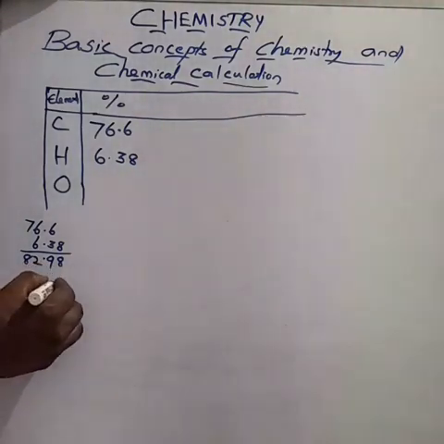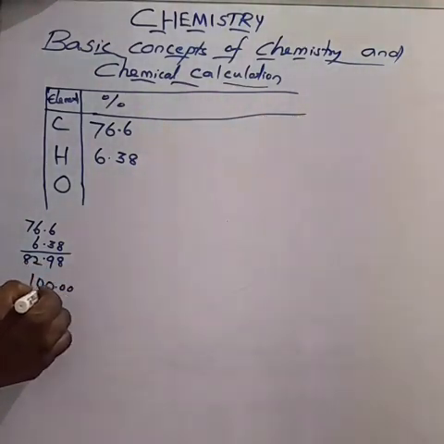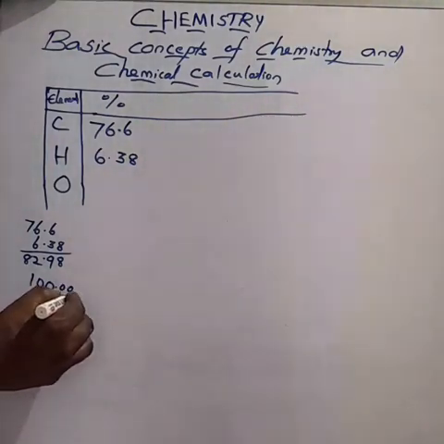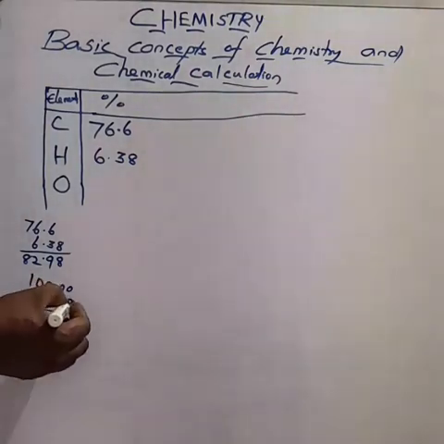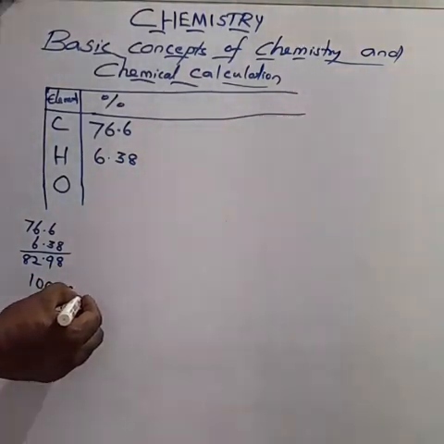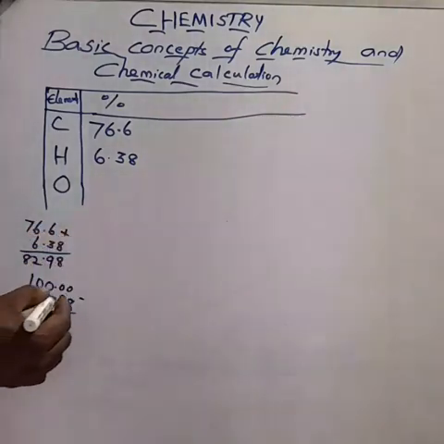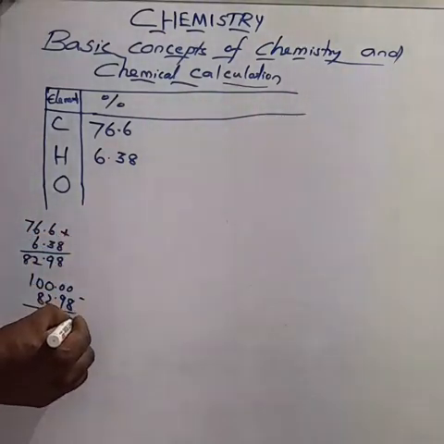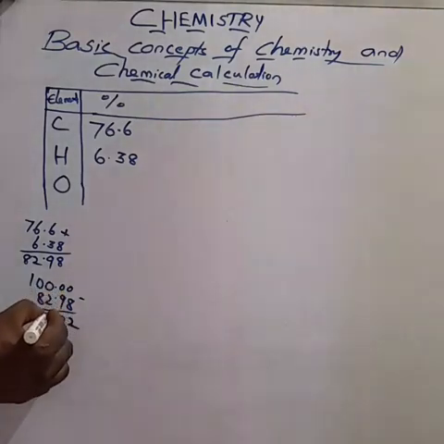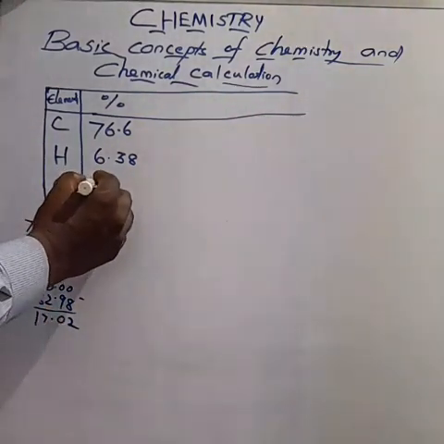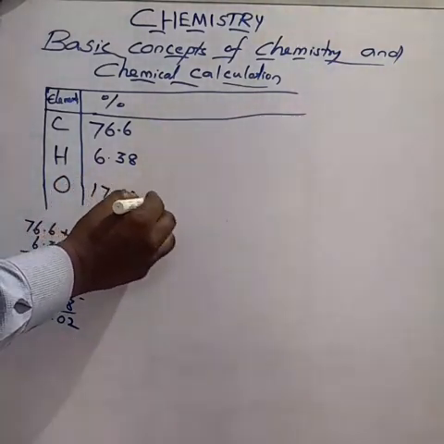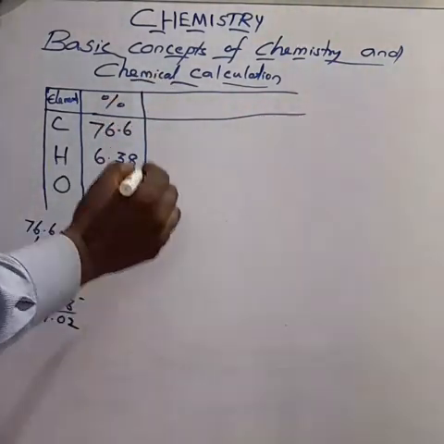Just from 100% we subtract, and we get the remaining. So 100 minus 82.98. Am I right? Here, what's the answer? It is 17.02. So the oxygen percentage is 17.02. Am I right? Next column, atomic mass.